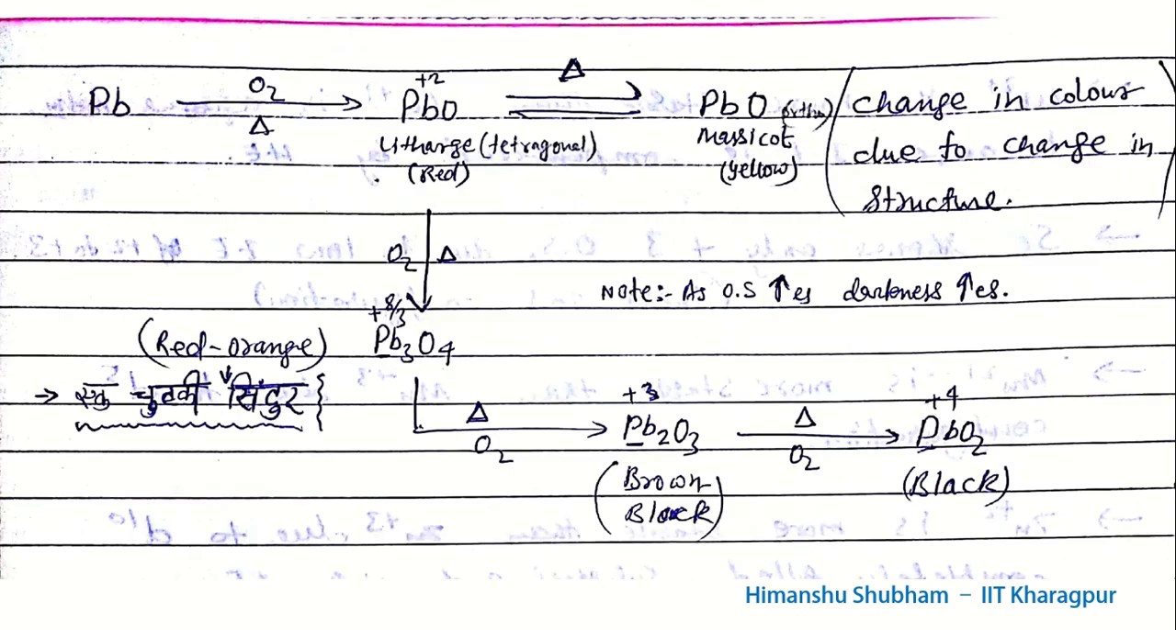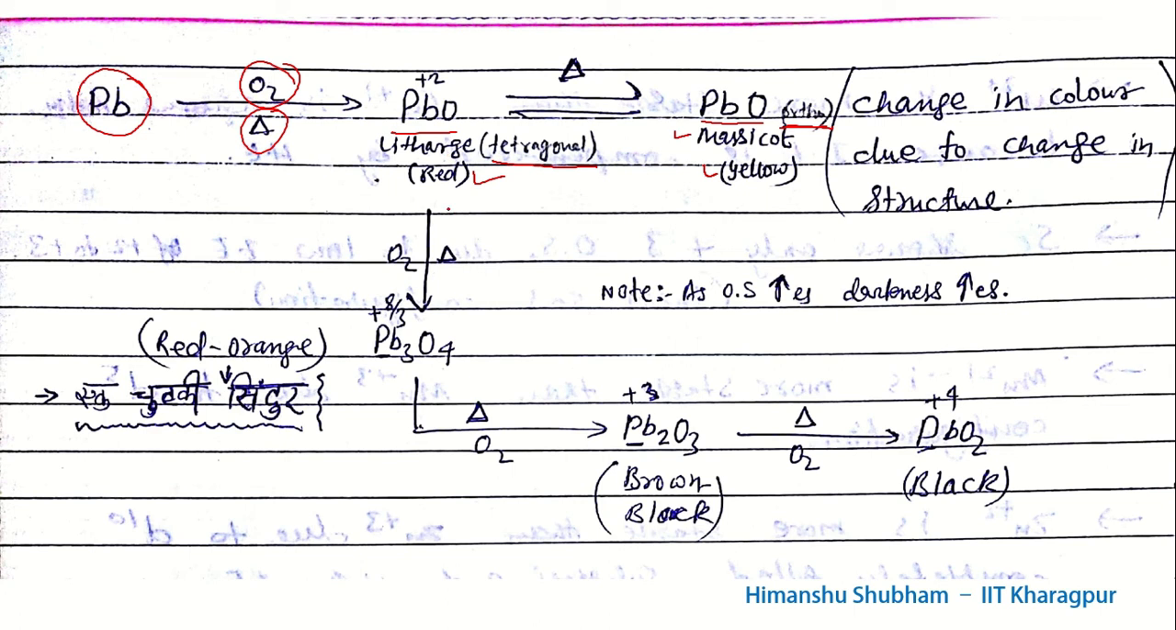Now we have this flowchart here. We'll start with Pb and we will add oxygen and heat it. We'll get PbO. If you continue heating it without the addition of oxygen, it will get converted into PbO but with a different structure. Here the PbO at lower temperature would be tetragonal in structure, but at higher temperature it would be orthorhombic in structure. When it is tetragonal in structure, it is called litharge and its color is red. When it is in orthorhombic structure at a higher temperature, it is called massicot and its color is yellow.